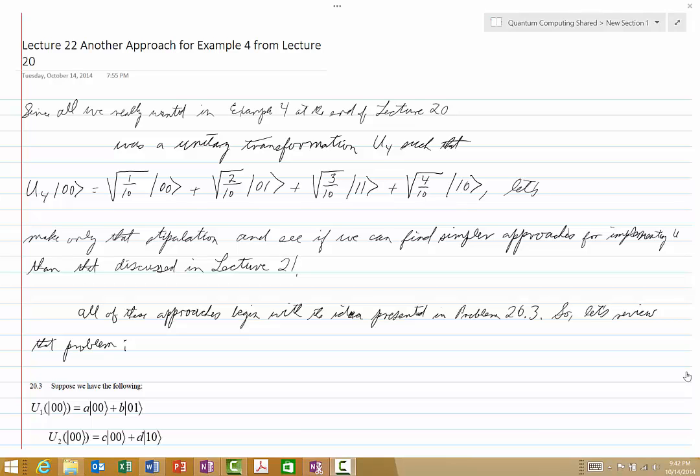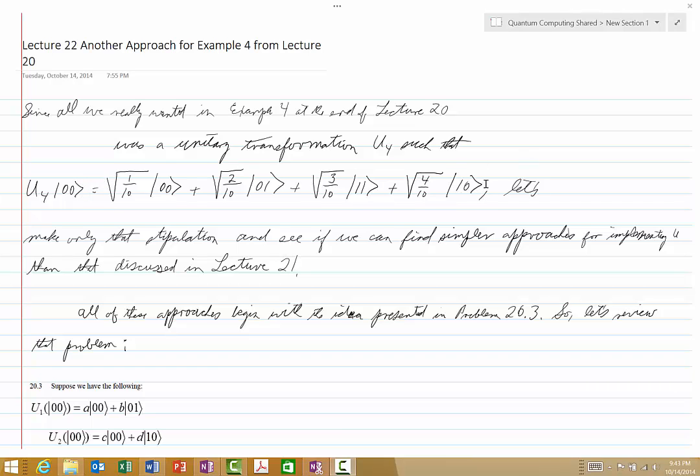Welcome to Lecture 22, in which we will now revisit Example 4 from Lecture 20. You will recall that in Lecture 21, we also considered Example 4, and we looked at an approach based on, let me actually back up. Recall that Example 4 asks us to find a unitary transformation that would have this action on the 0,0 ket.